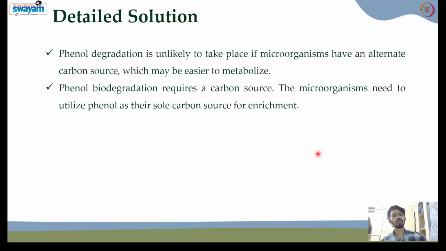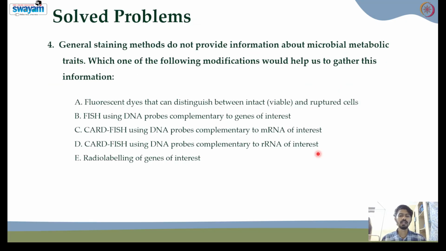So we will move on to the next question. And the question is, general staining methods do not provide information about the microbial metabolic traits. Which one of the following modifications would help us to gather this information?